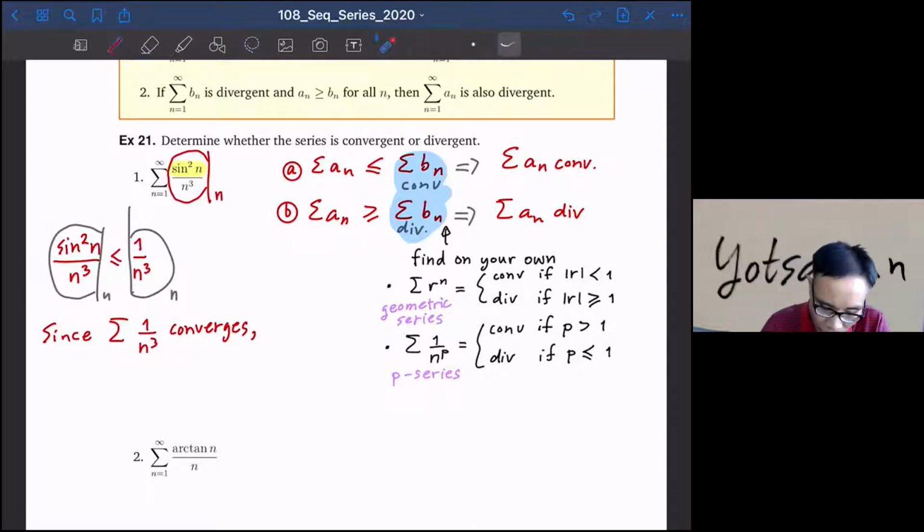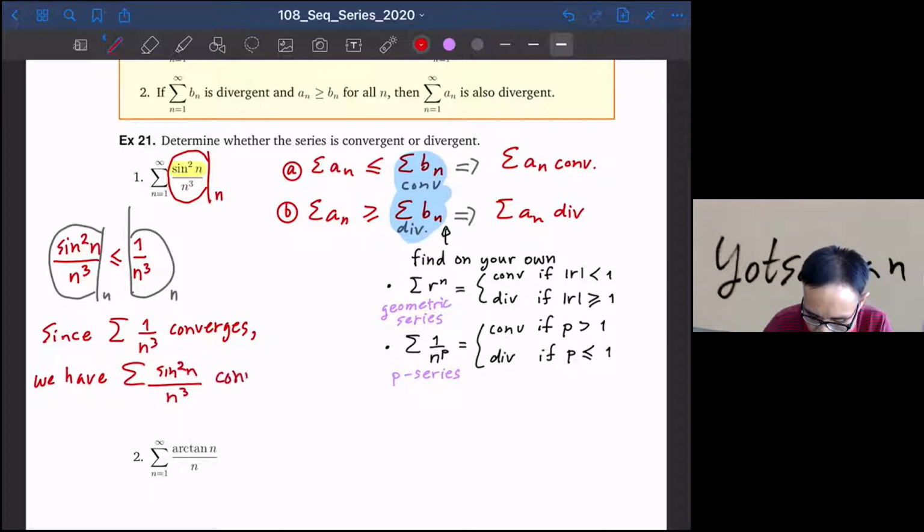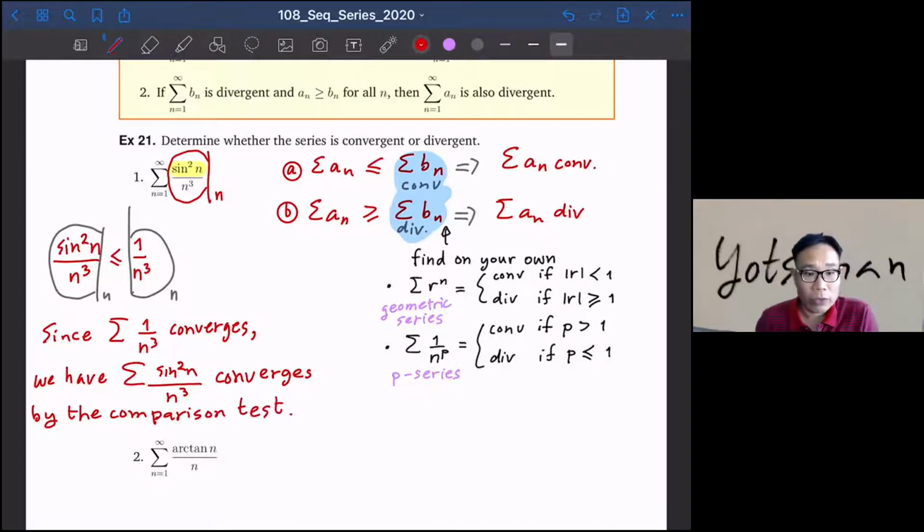So you have the smaller one, which is the series sine square n over n to the third, converges by the comparison test. Okay, so that will be how we conclude that the series is convergent.